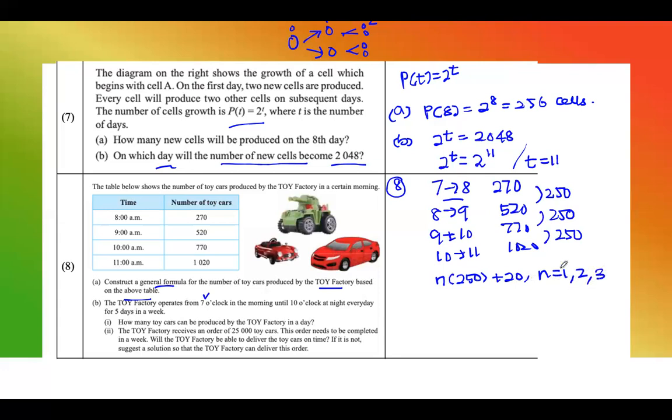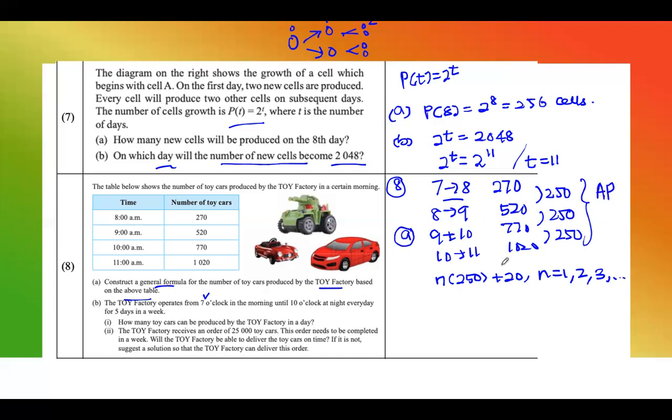The 10 o'clock hour, 10 a.m., so it's 3 times 250. So it's 750 plus 20, so 770. And so on. So this is A. So you learn this in maths. This is called progression. So this is AP, actually.